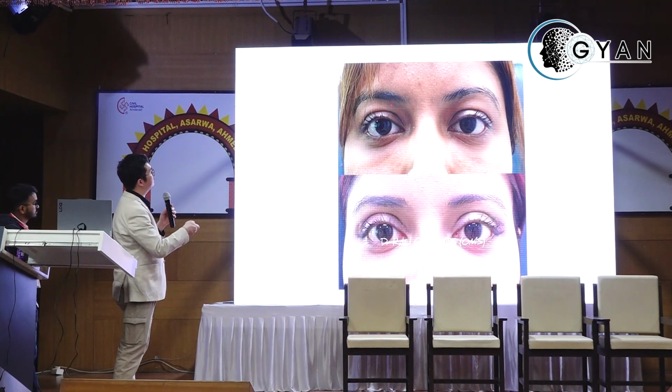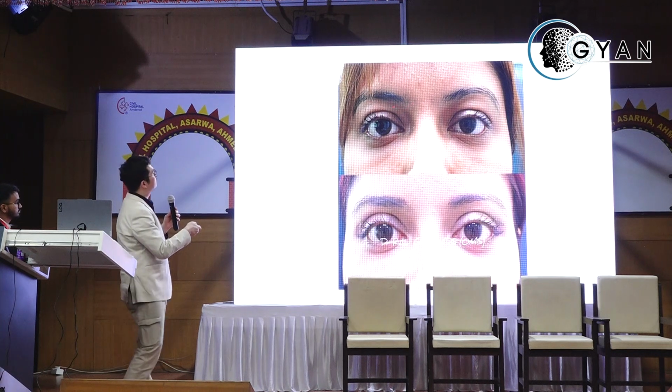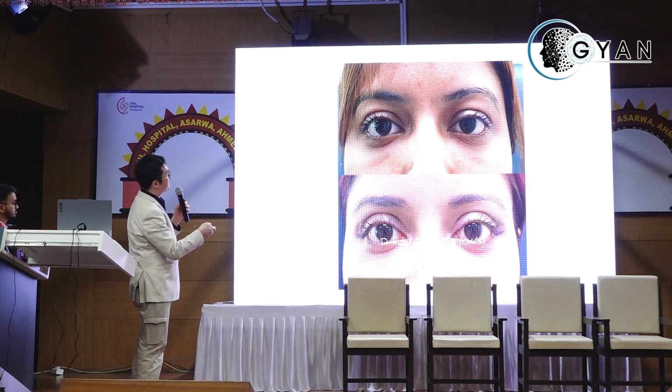You can see this, right? So this is the hollowing. See, you can see a shadow here, right? So they are like double folds. One is the crease fold, one is the hollowing here. So this is the hollowing which is along the supraorbital rim. So you need to transpose the fat into this area.